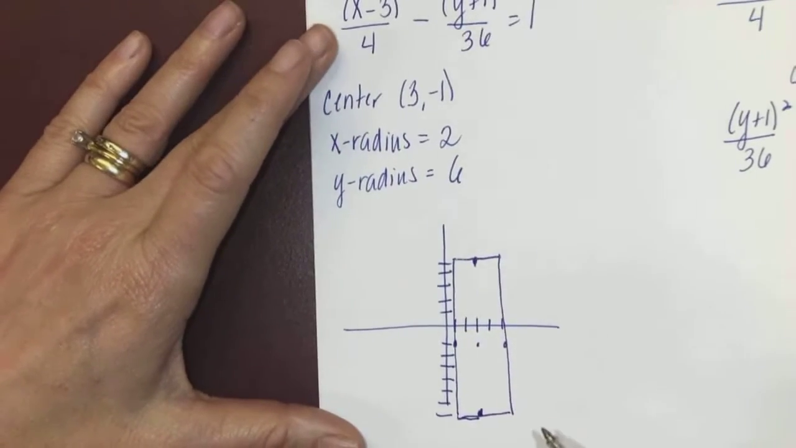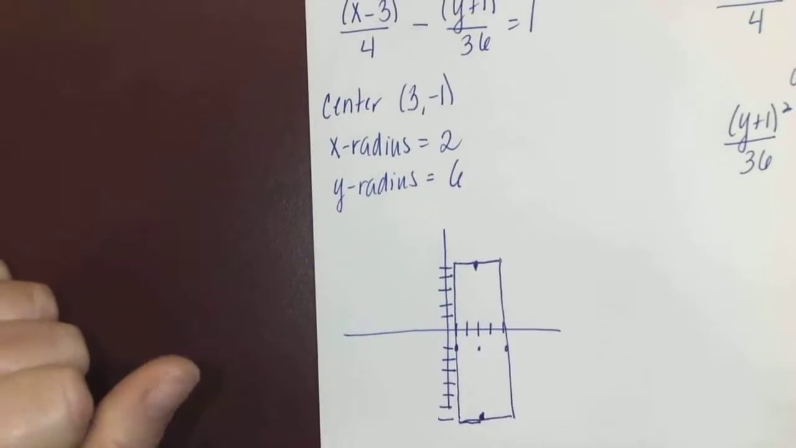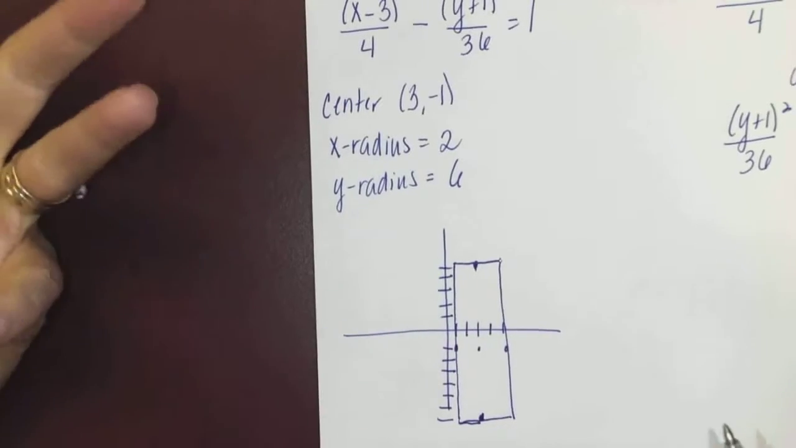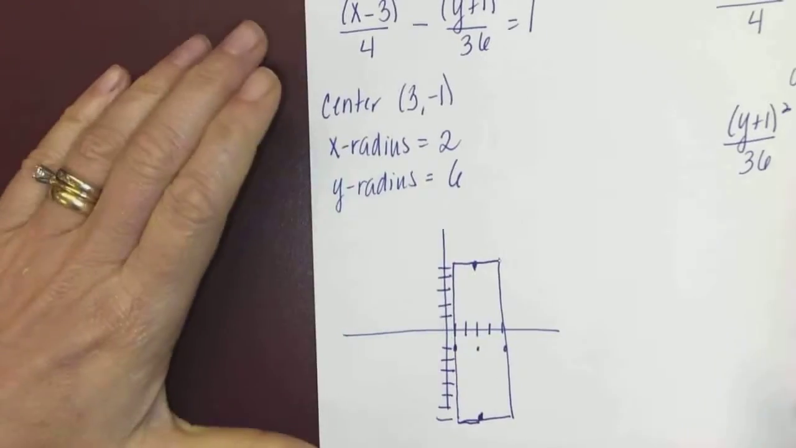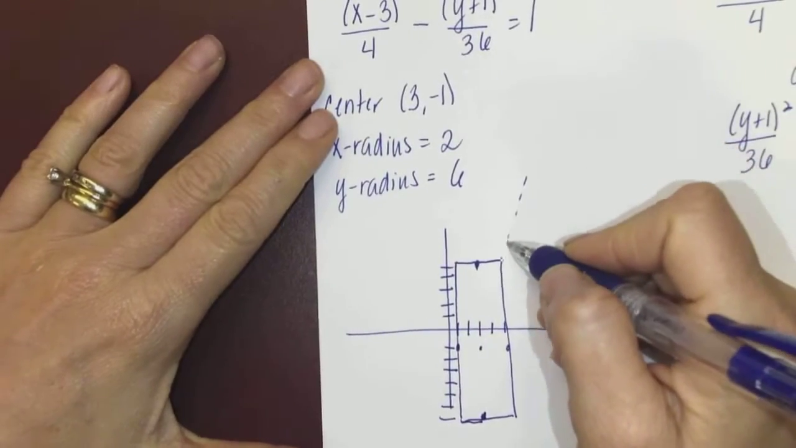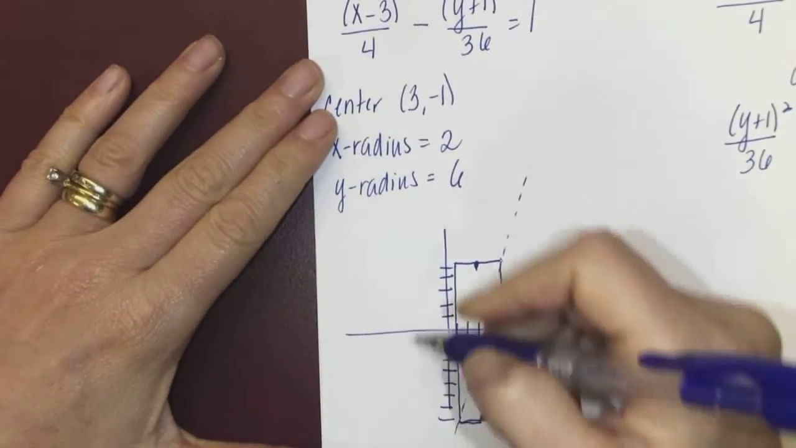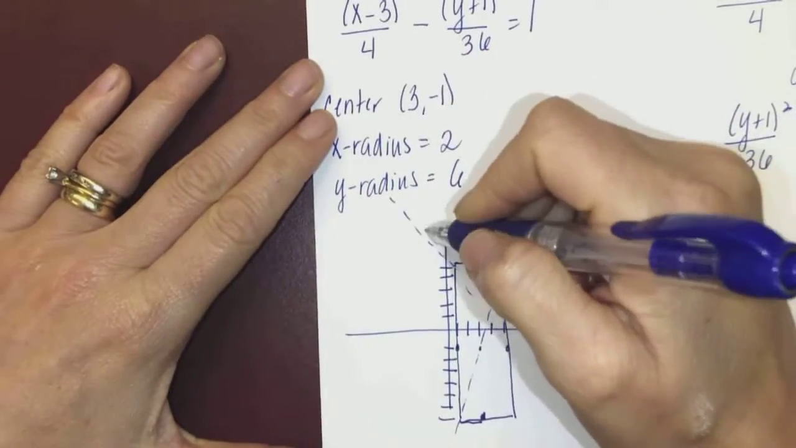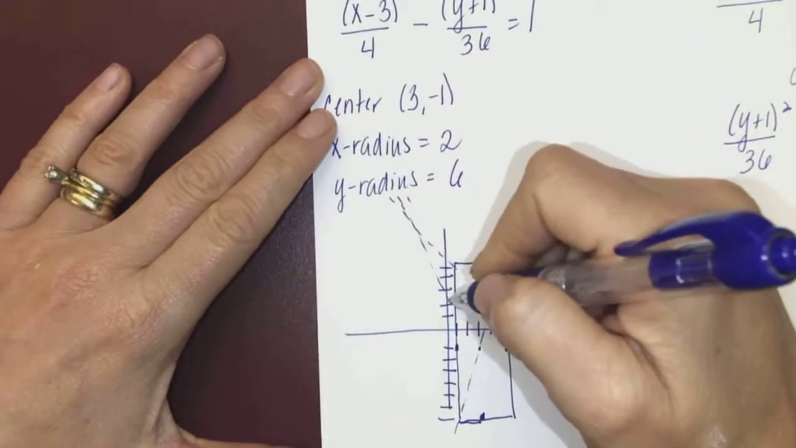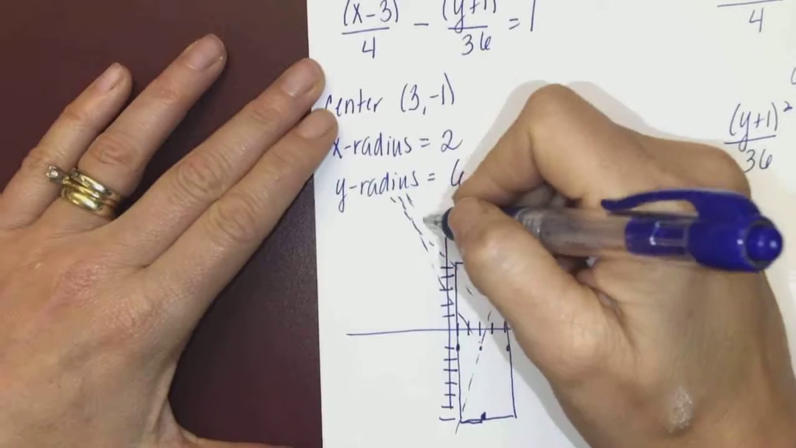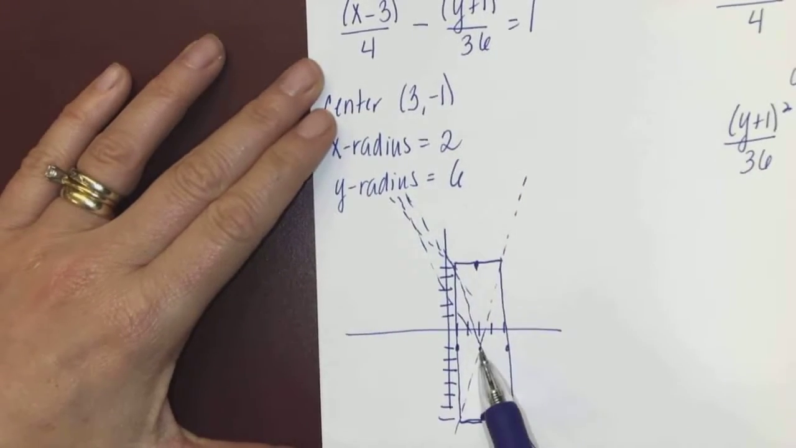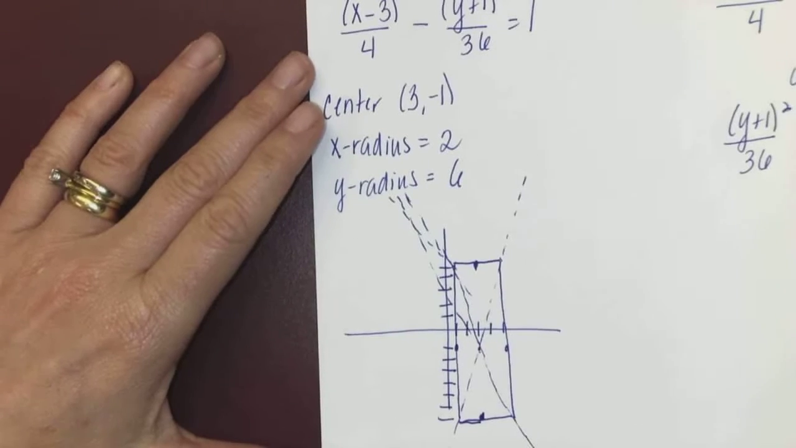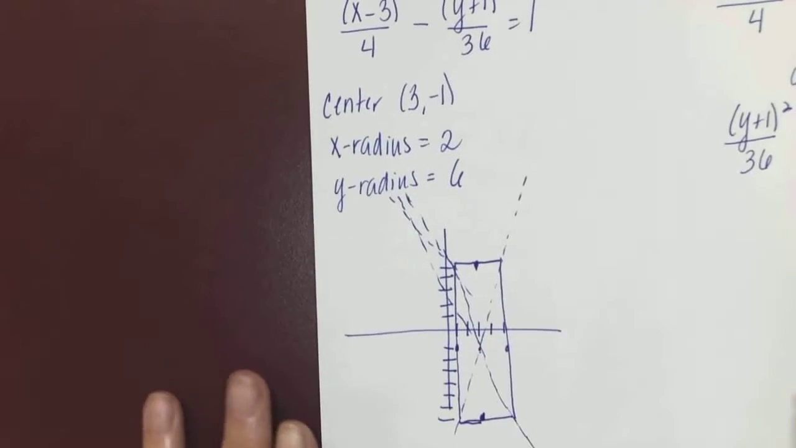Once you sketch in your rectangle, you're going to put in what we call asymptotes. I call them guidelines to help you sketch it in. Your hyperbola will actually never touch these. They go from corner to corner, and I'm going to make sure they go through the center. They go through the center and the corners. I apologize, not so neat there.